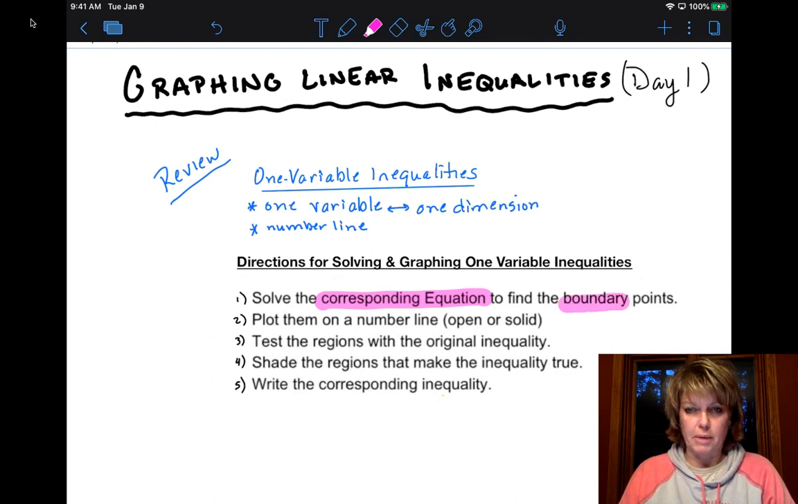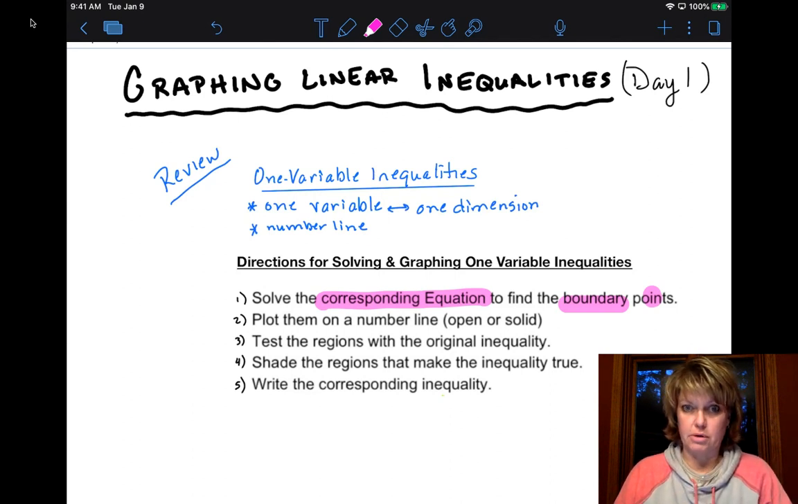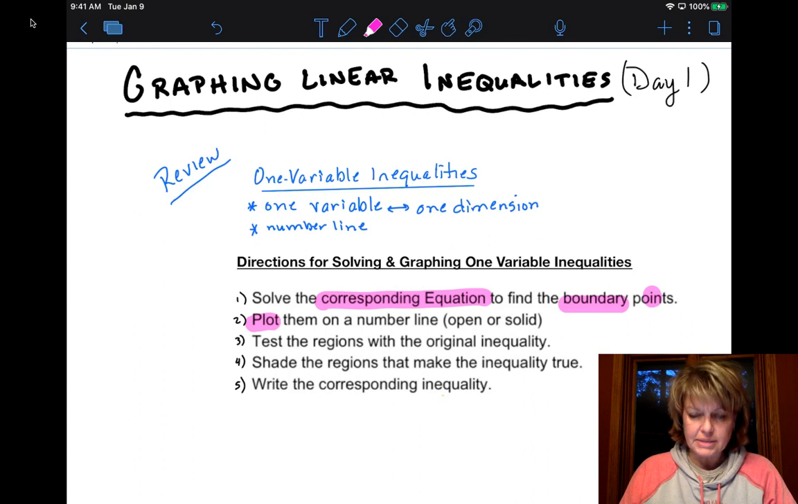We're still looking for boundaries, but in this case, we're not looking for boundary points. We're looking for a boundary line. So therefore linear, get it? Linear inequalities, boundary line. We're still going to plot those boundaries. We're still going to test the regions in the original inequality. We're still doing that, the same rules. And we're still going to be shading.